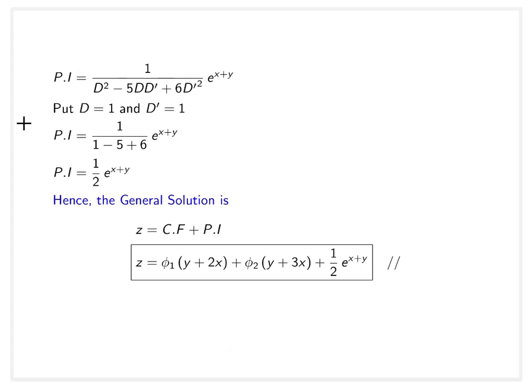So the particular integral is equal to 1 divided by f of D comma D dash into e power x plus y. Here f of D comma D dash is D square minus 5 D D dash plus 6 D dash square into e power x plus y. Since the coefficient of x is 1, therefore a is equal to 1. Since the coefficient of y is 1, therefore b is equal to 1. Therefore we can replace D is equal to a and D dash is equal to b. Here a is nothing but 1, therefore we replace D is equal to 1 and D dash is equal to 1.